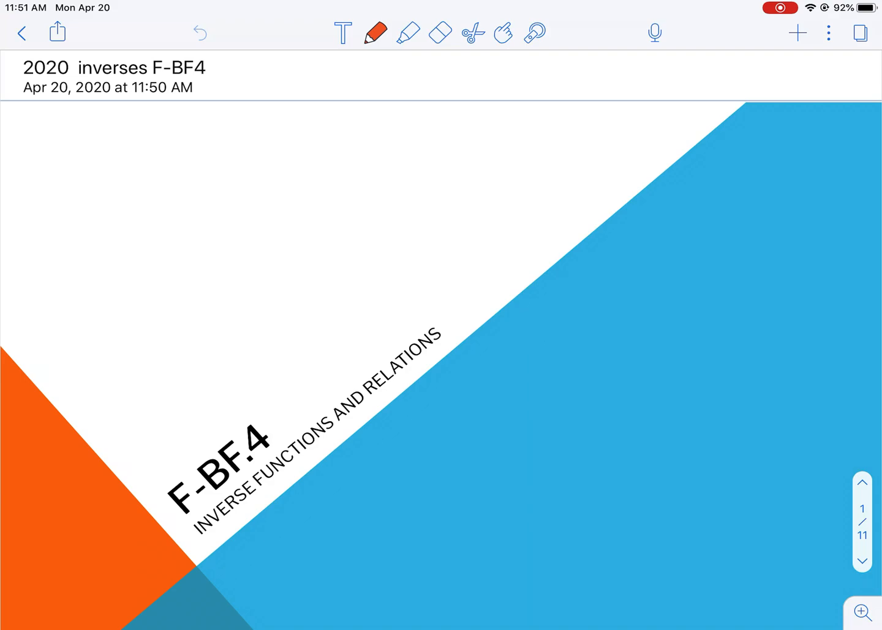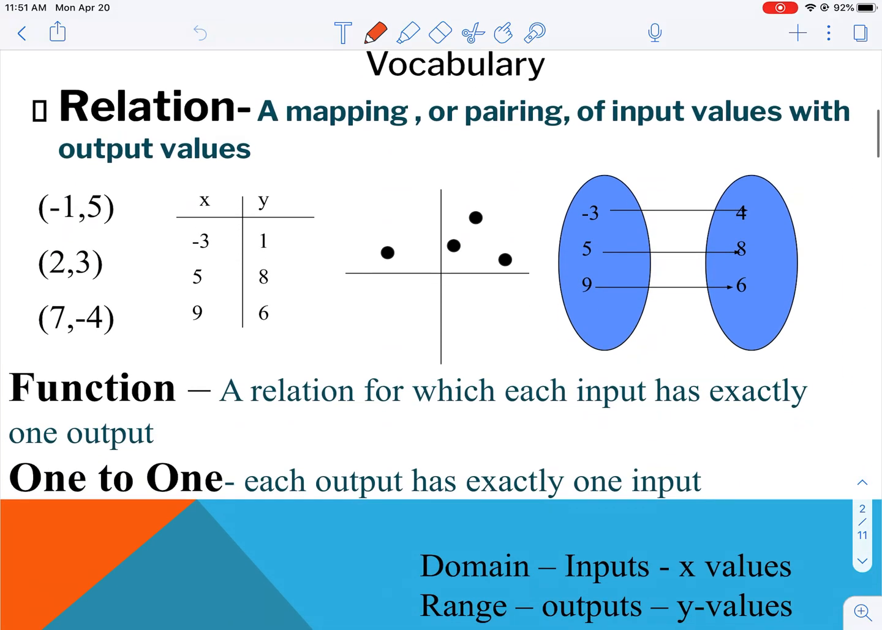Okay, so today we're going to be learning about an inverse of a function. And in order to start this all off, I thought we'd do a little reviewing. So do you remember this slide from before spring break? We talked about relations and functions and one-to-one.